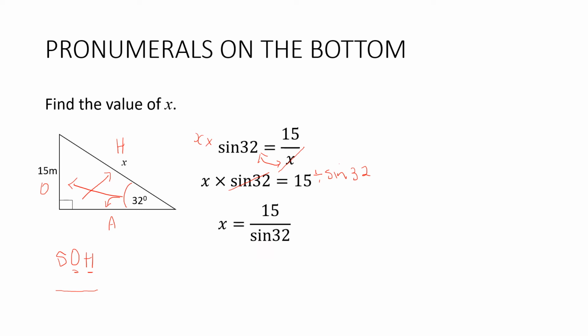And I end up with that. Now have a look. Remember I said we could just swap the places? So sine 32 and x, see they've swapped? So you can use that shortcut if you like. Now it's just a matter of putting it into the calculator. 15 divided by sine 32 gives me 28.3. Now this time we've actually got some units, so we should put those in. 28.3 meters.